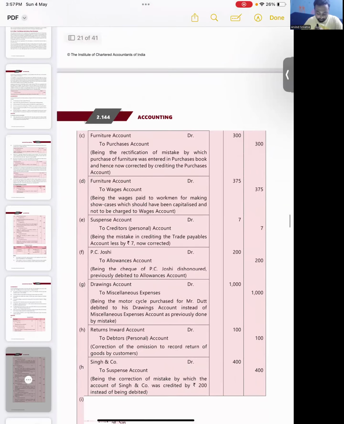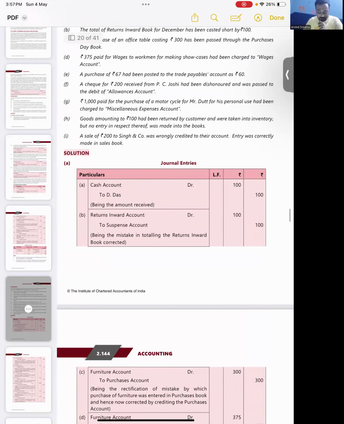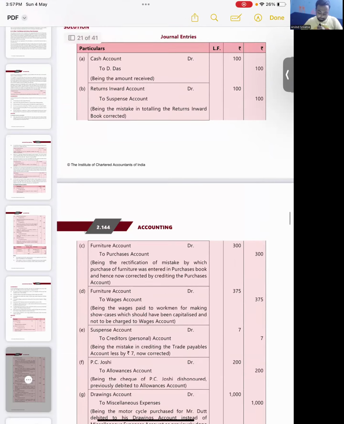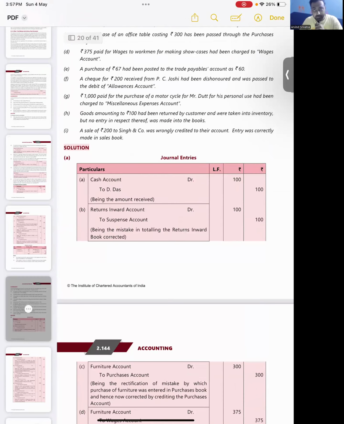Yeah, perfect. Okay. And 1,000 paid to the purchase of a motorcycle for Mr. Dutt for his personal use has been charged to miscellaneous expenses account. So basically, Mr. Dutt purchased the motorcycle for his personal use. How would Mr. Dutt have purchased the personal asset? He would have withdrawn cash from the business, then used it for his personal purchase. So what is the entry he would have passed for withdrawing from his business? Only if he had withdrawn from the business would he have been able to purchase for his personal use.